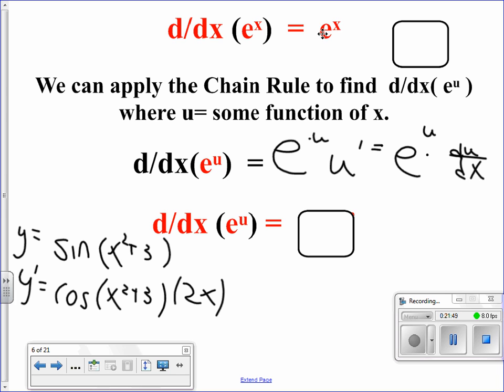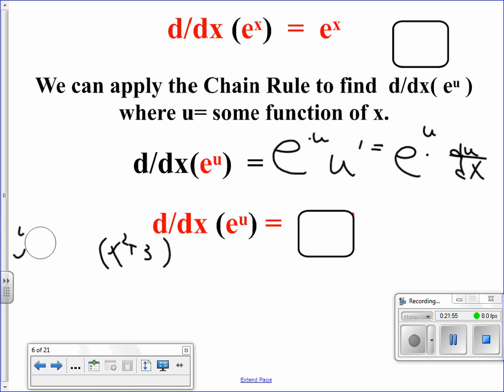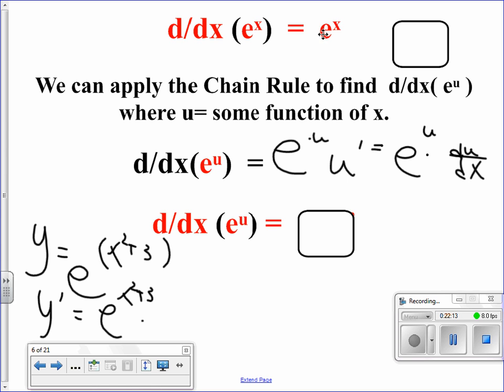Let's change this function slightly. Let's make this function an exponential function. Let's say y equals e to the x squared plus 3. So e to the x squared plus 3 times, because it wasn't just e to the x, then the derivative would just be e to the x. It's e to the x squared plus 3 times 2x.